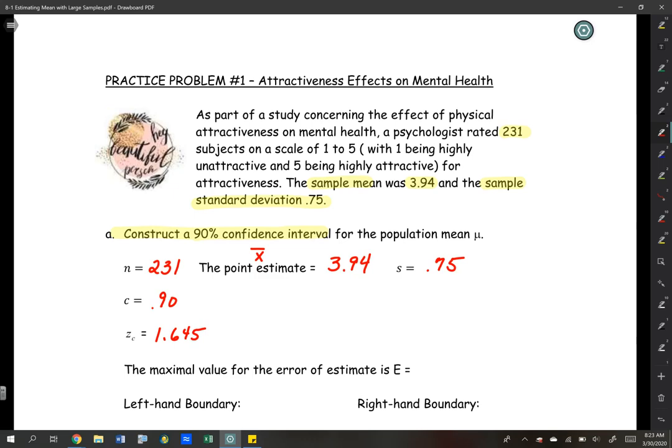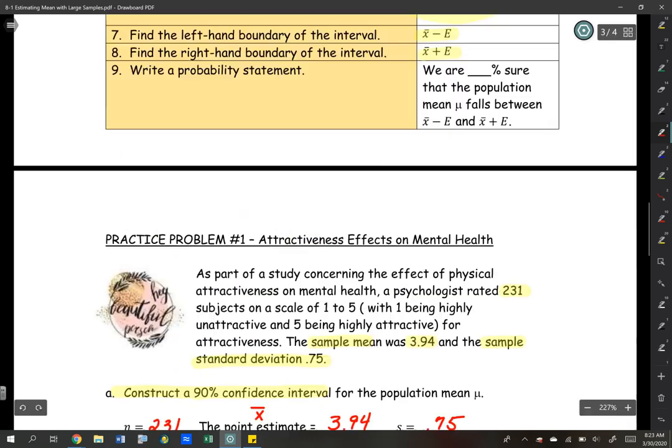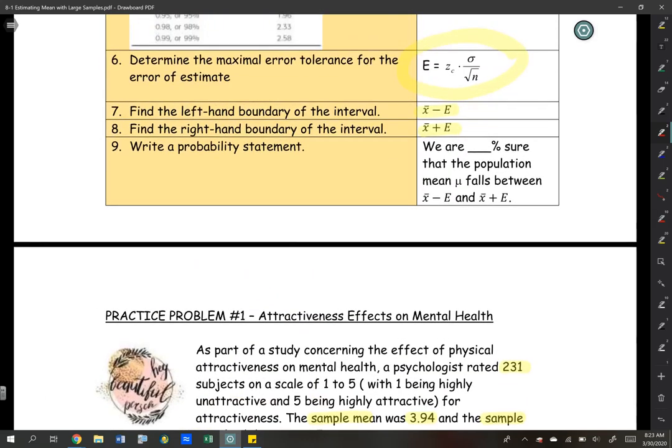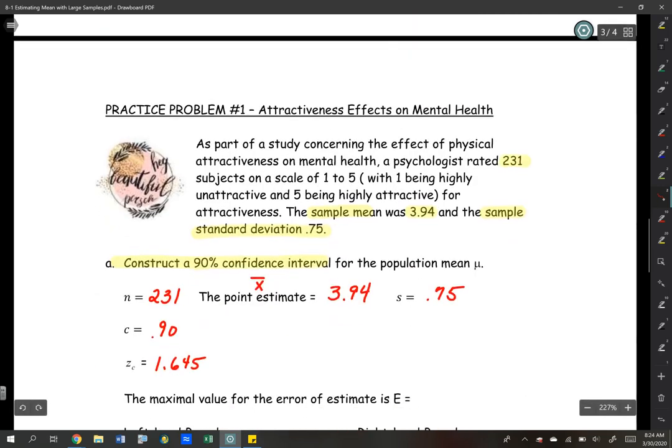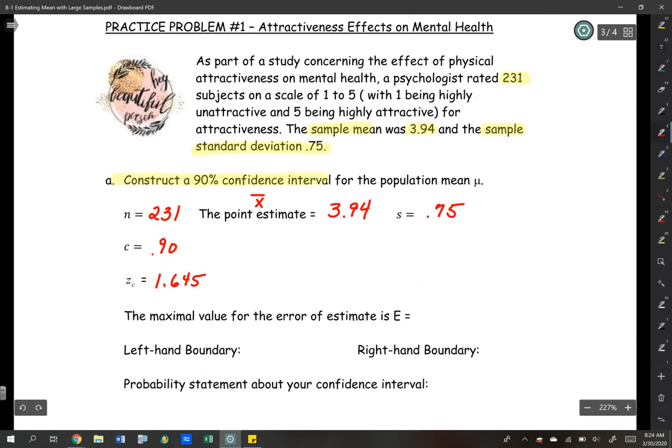The maximum value for the error of estimate, we have to write the formula. Let's go back to where we have it here, right? I have it circled. Z sub c times the standard deviation divided by the square root of n. So I'm going to rewrite the formula. It's always good to rewrite the formula. It just helps you to memorize it. Even though I wouldn't require you to memorize it, I think sometimes it's just nice to know it and not have to always look it up.